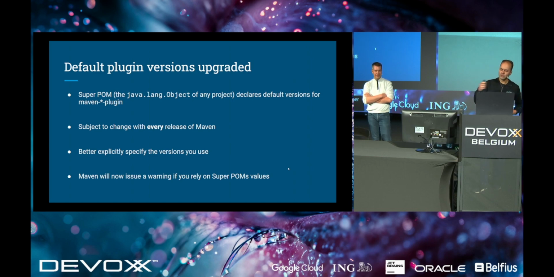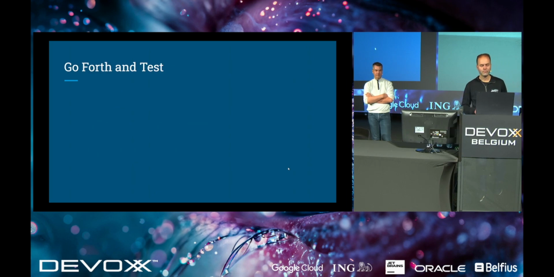So, to summarize, we're going to warn you if you use any plugin that is not explicitly versioned inside your project object model. It will still work, but no guarantees for how long. And that really brings us to what we consider the end of what we have to tell you. And that is a call to action on your end.